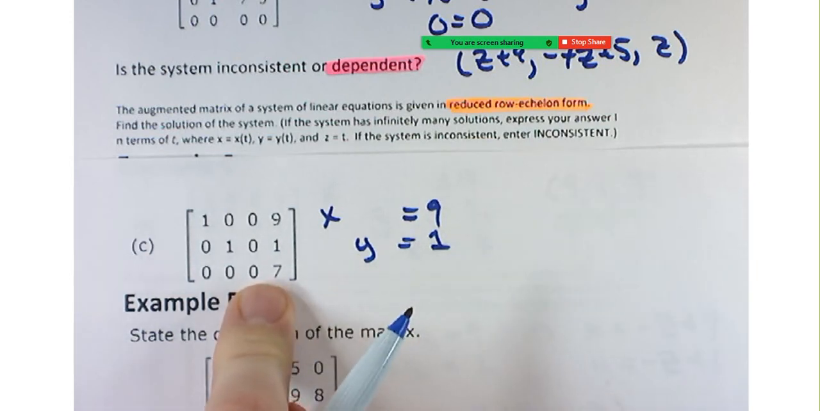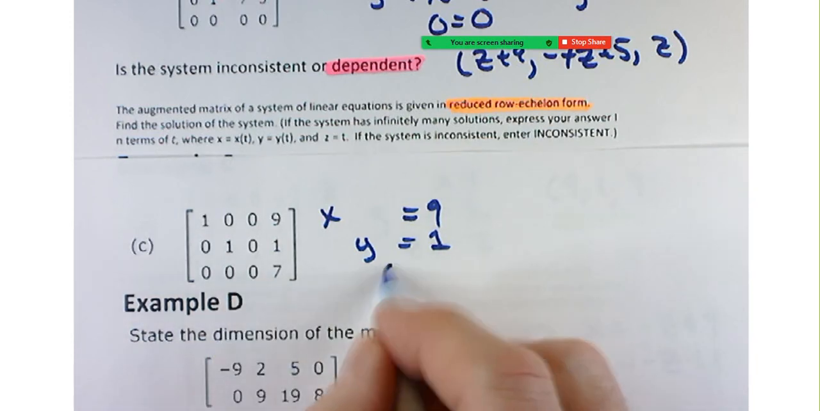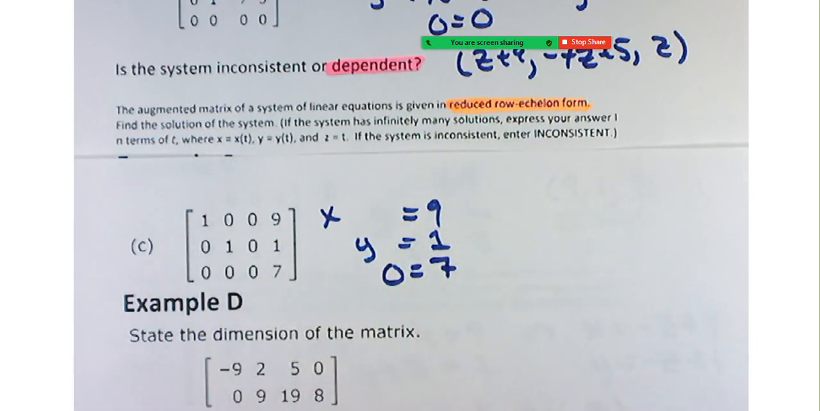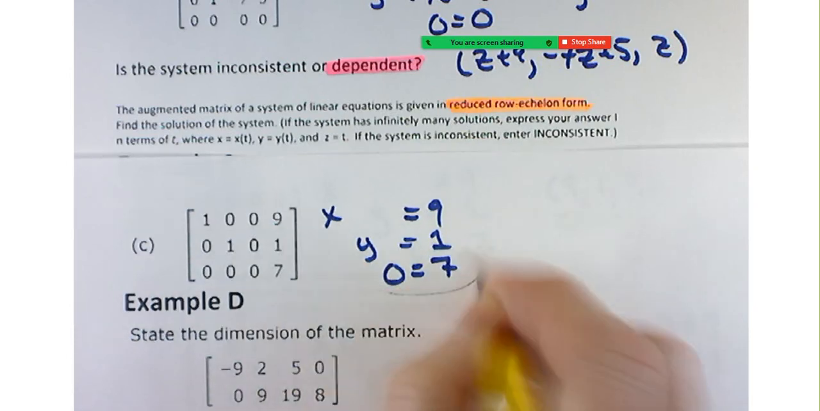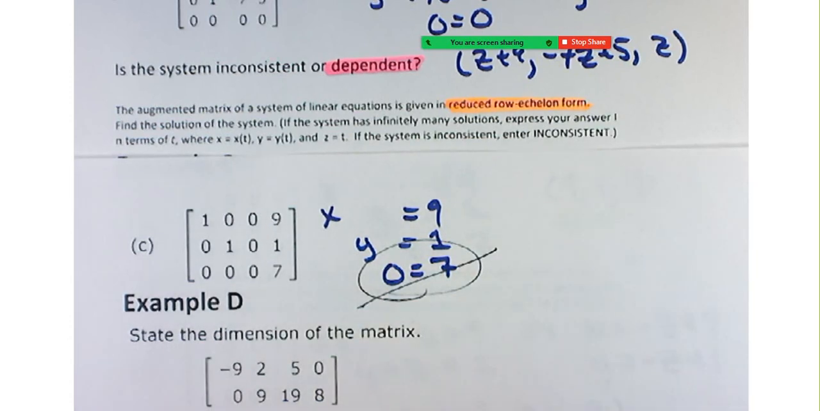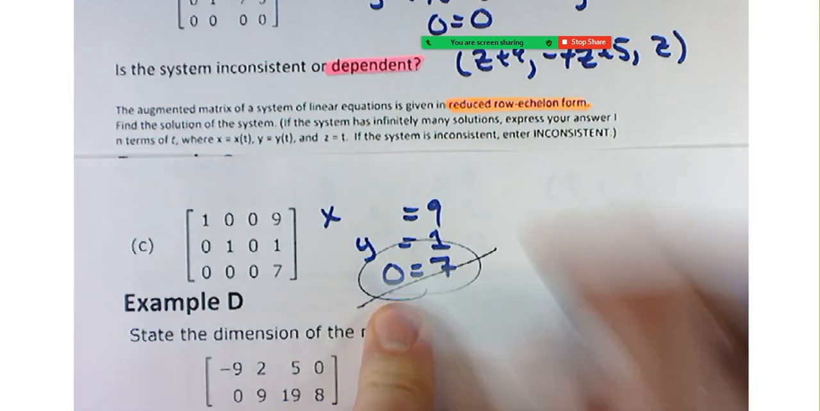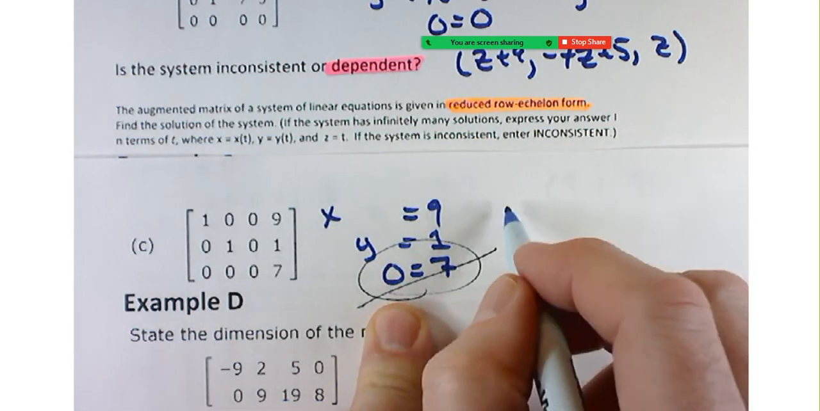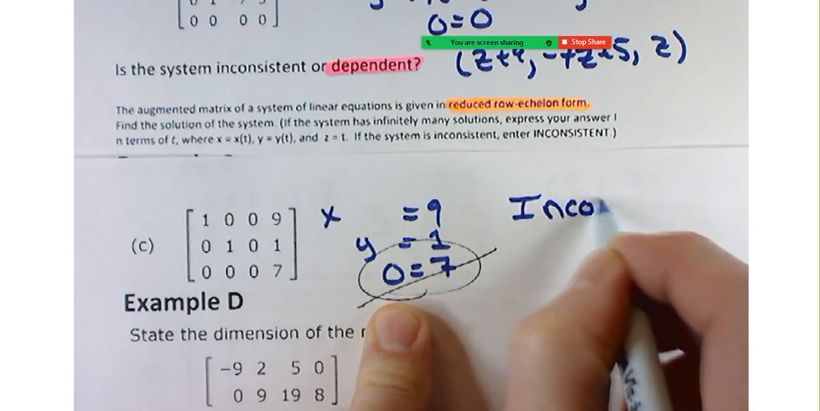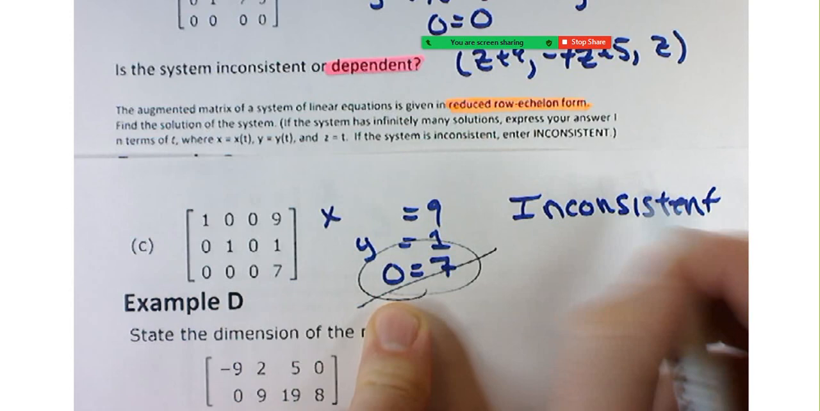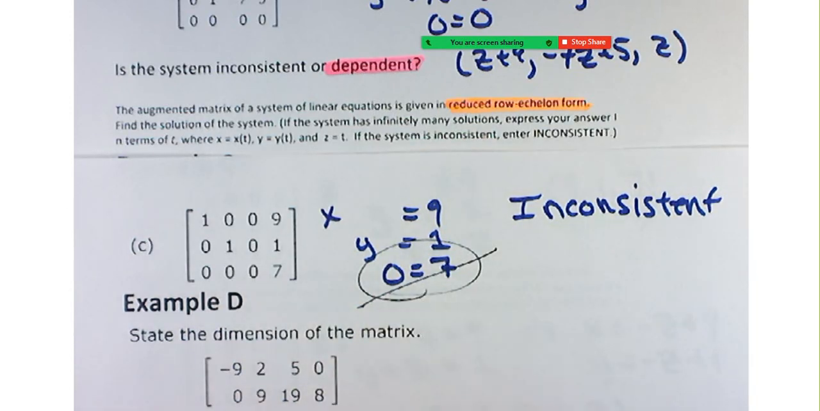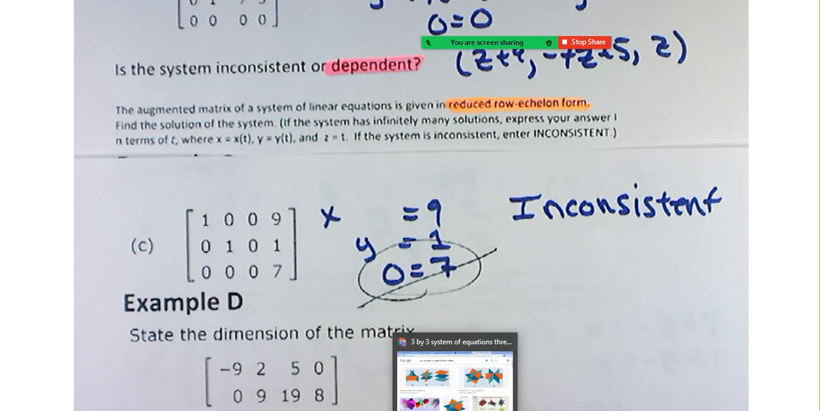Well, what's this last equation saying? 0 equals 7. And that should be troubling to you, because last I checked, 0 doesn't equal 7. So we should get rid of that. What this is telling you, if you have an equation like this that doesn't make sense when you put it into this form, is that it's an inconsistent system. So that's it. There's no solution. Whatever's happening with this system of equations, there's no solution.